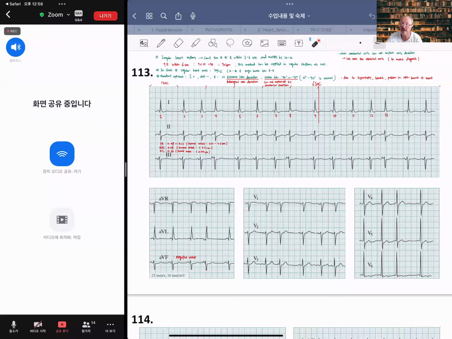Okay, and now in this case, look at aVR, because aVR can tell you whether you are at minus 60 or less or more. If aVR is positive, you are between minus 60 and minus 90. If aVR is negative, you are between minus 60 and minus 30. Okay.